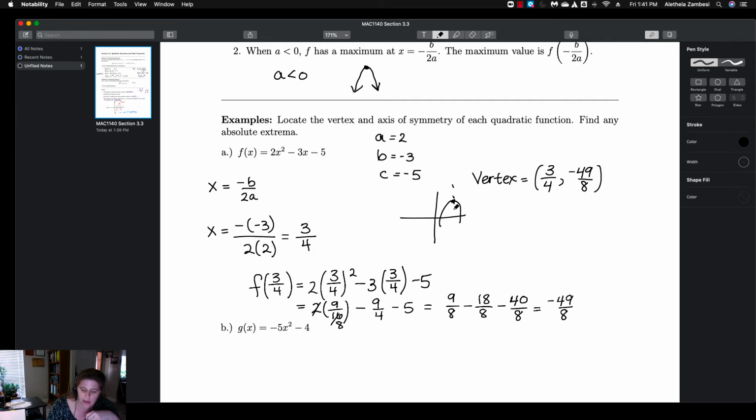Now the axis of symmetry, if you were thinking about it graphically, wherever you have your vertex, your axis of symmetry is the line that breaks it in half. So your axis of symmetry is always an x equals line, and it's the x equals the x coordinate of the vertex, so 3/4. That's my axis of symmetry.